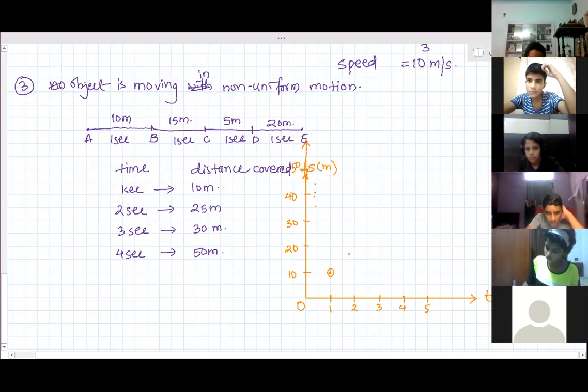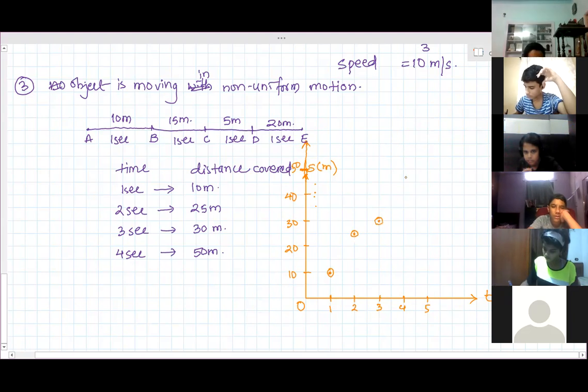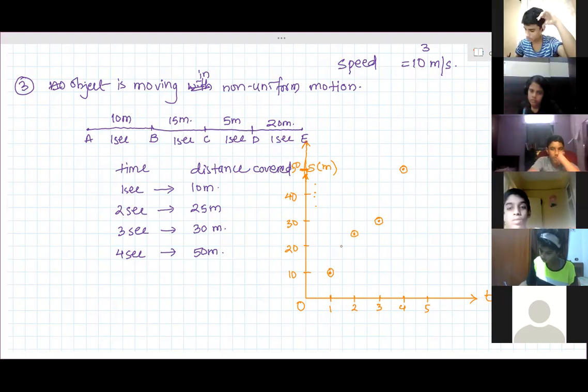At 2 seconds, distance covered is 25. Here, at 3 seconds, distance covered is 30. At 4 seconds, distance covered is 50. Right? Is it possible to draw one single straight line? No, ma'am. Can one single line pass through all these points? No, ma'am. So we have to draw this freehand.